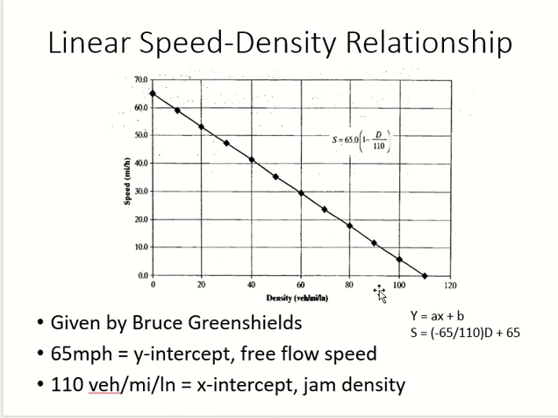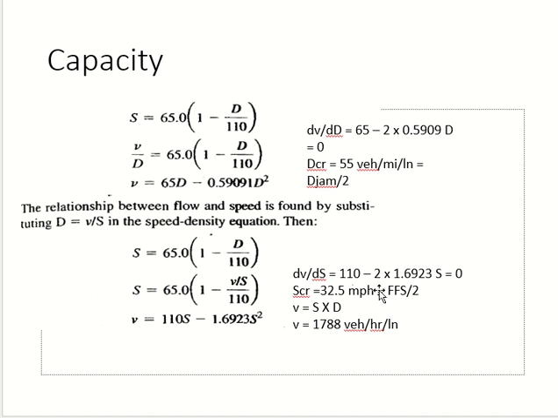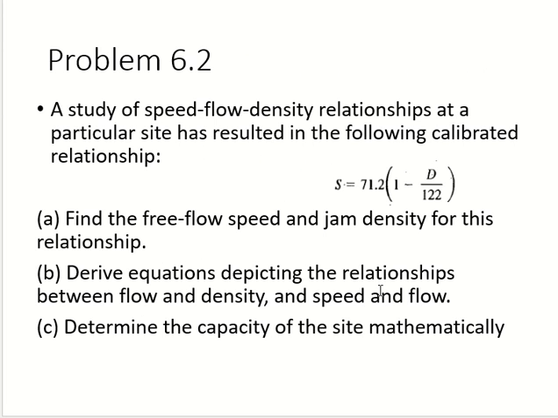Can you multiply the jam density by the free flow speed and divide it by 2? You cannot multiply jam density with free flow speed. Why? That is free flow, this is jam. They are happening at two different ends of the graph. So I cannot take x1 and multiply by y10.